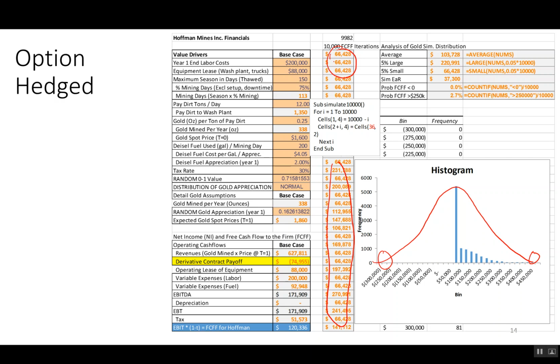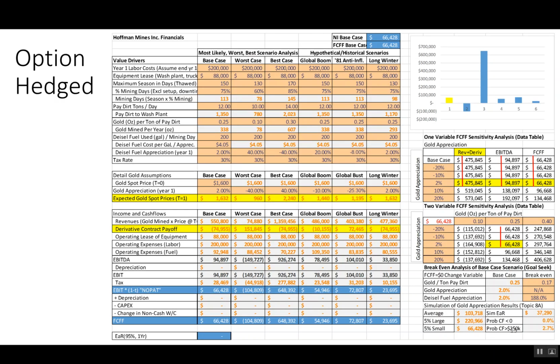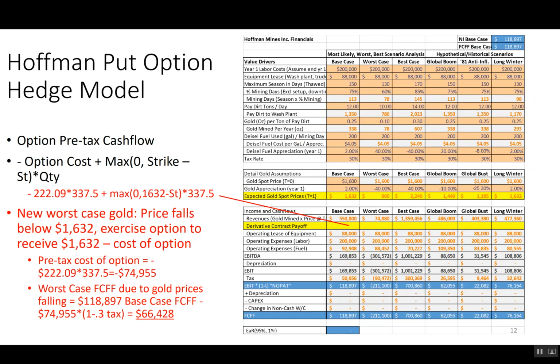Notice the $66,000 shows up a lot of times. That's every single scenario where gold prices go down. By the way, here's how you come up with that $66,000. It's just the price of the contract, $74,955, plus selling my gold at 1632.